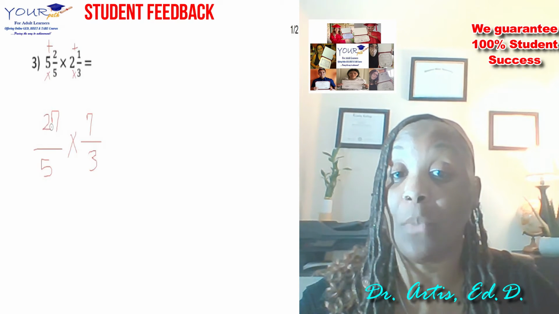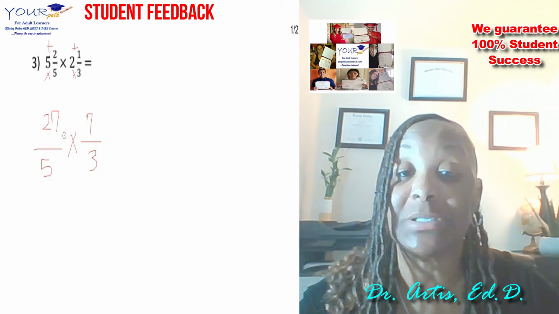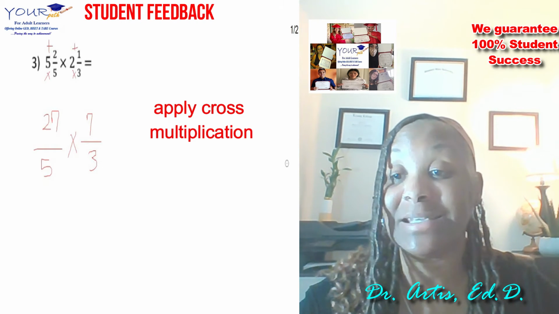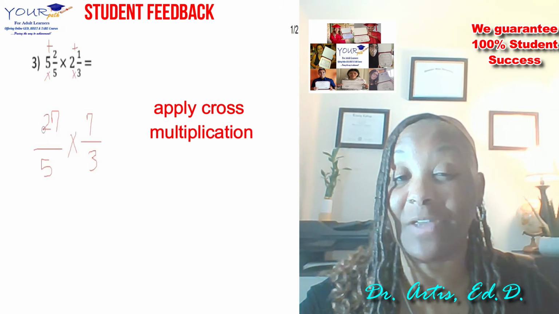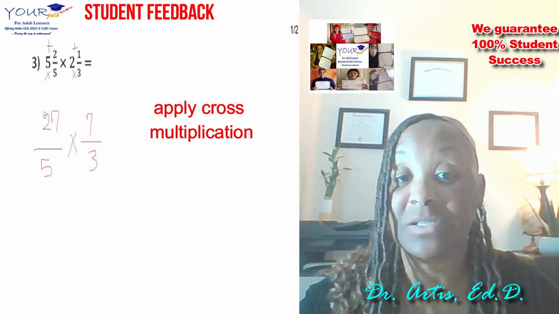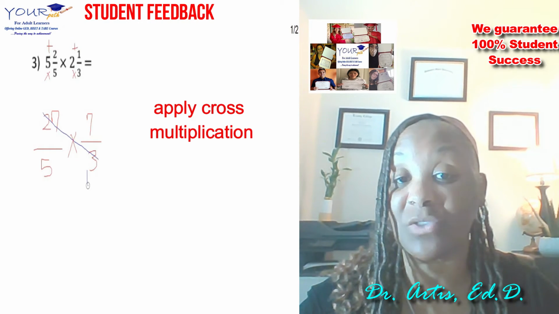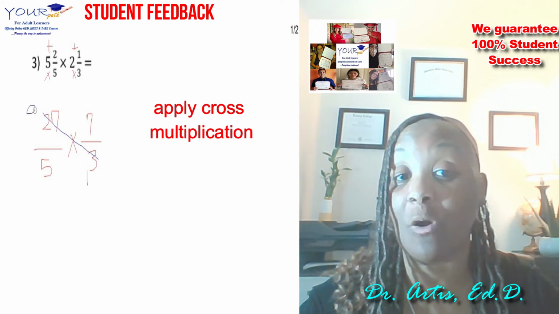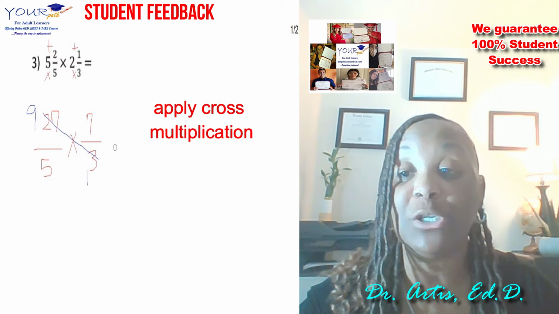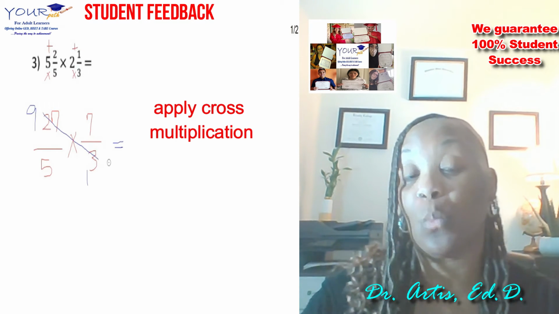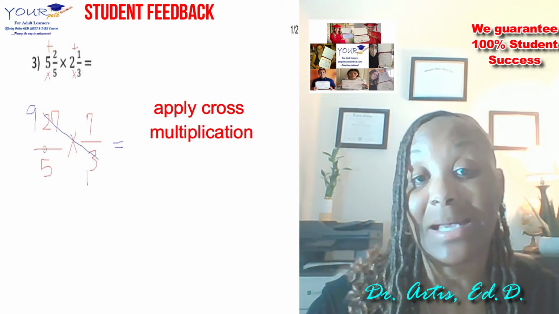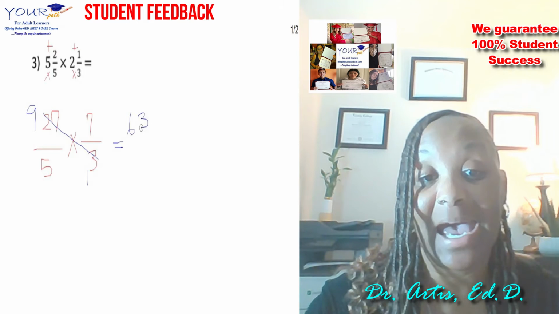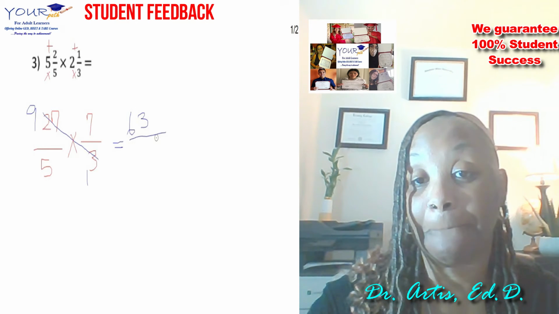In this case, you can multiply straight across, or you could look for ways to reduce your fractions. In this case, we have 3 can go into 27 9 times. So we can eliminate this, make this a 1, because 3 goes into itself 1 time, and 3 goes into 27 9 times. So we did cross multiplication here, all right? That reduces the numbers so that you're not working with larger numbers. So 9 times 7 is actually 63, and 5 times 1 is 5.